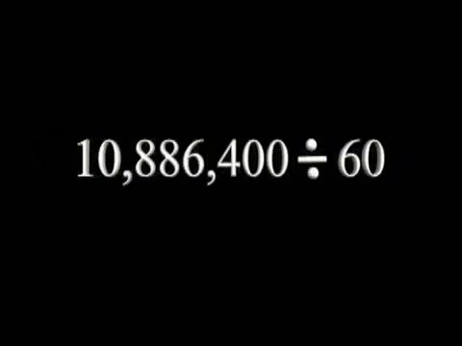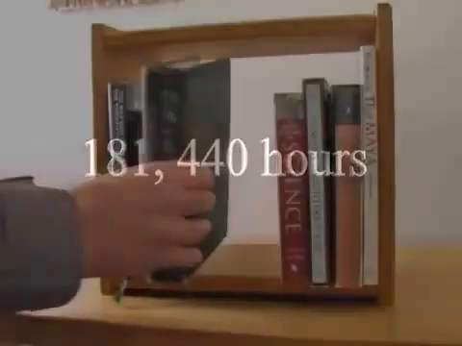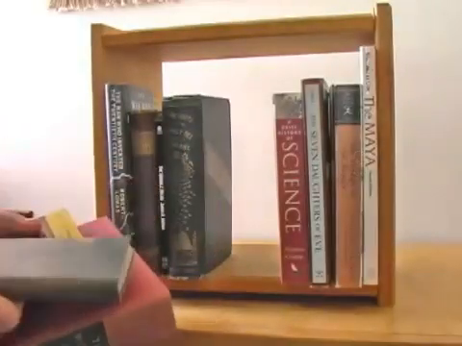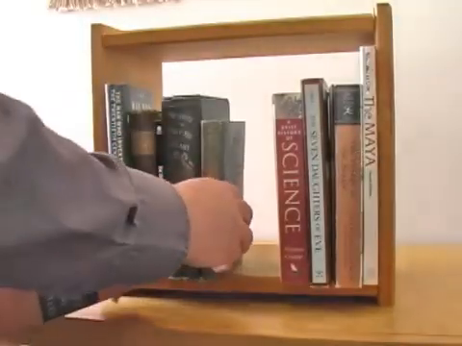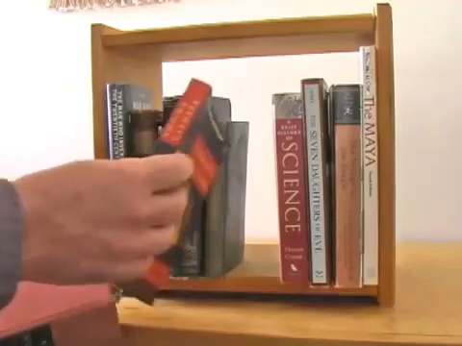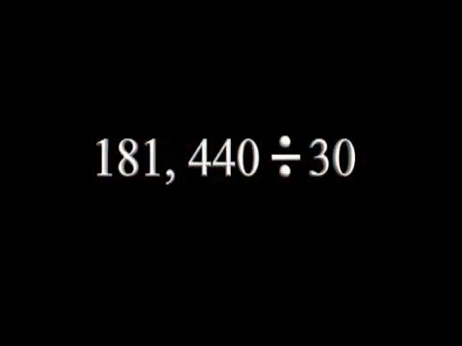10,886,400 minutes. To change the time to hours, let's divide this by 60. Completing that division, we get 181,440 hours. If the person doing these arrangements decided to spend 30 hours a week at this task, how many weeks would it take them to complete it? Dividing 181,440 hours by 30, the number of work hours per week, we get 6,048 weeks.